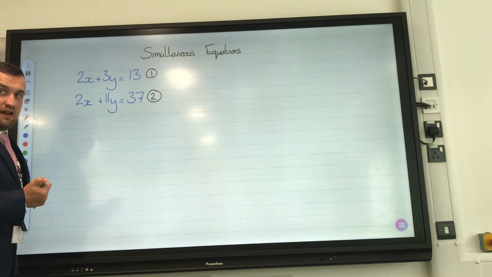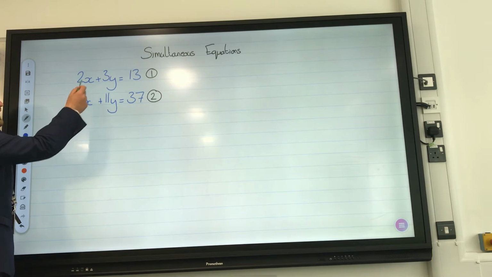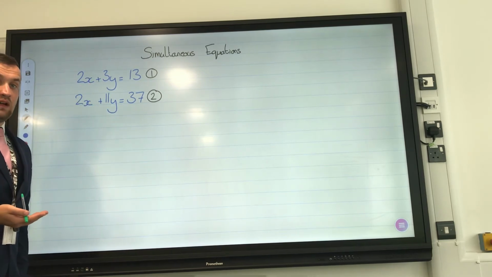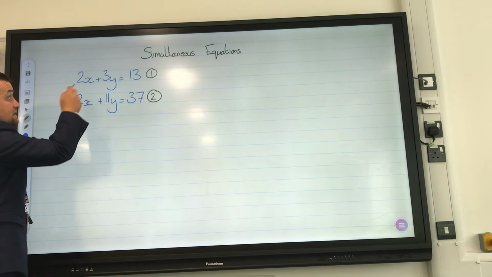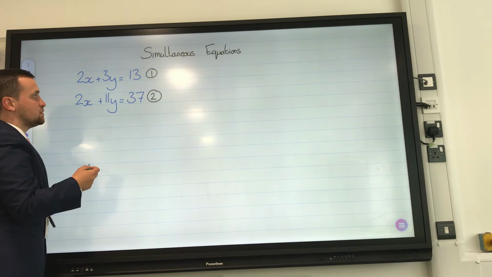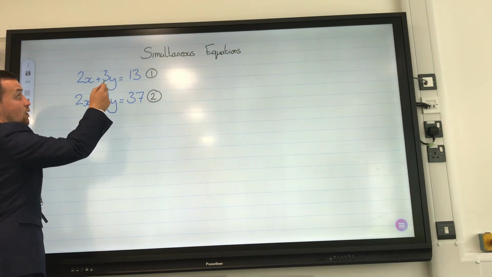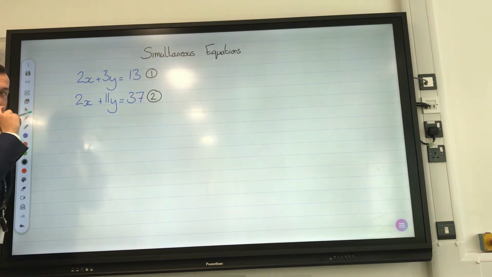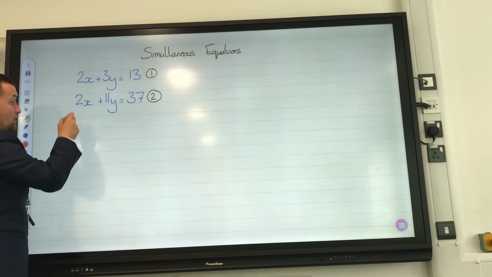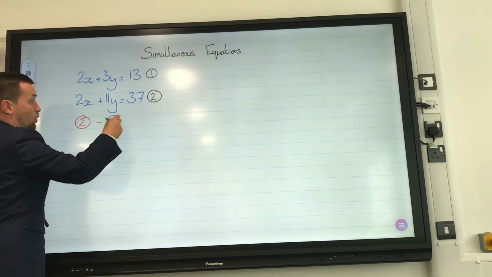Why are we getting rid of our x's? Because we've got a 2x there and a 2x there. If we had 2y and 2y, for example, we'd eliminate our y values, but at the minute, we're eliminating our 2x's. So what we're going to do, we need to try and keep this as easy as possible as well. I don't want to make it too difficult. So I'm going to do equation 2, take away equation 1. And I'll show you why in a minute. So first step, I'm going to do equation 2 minus equation 1.